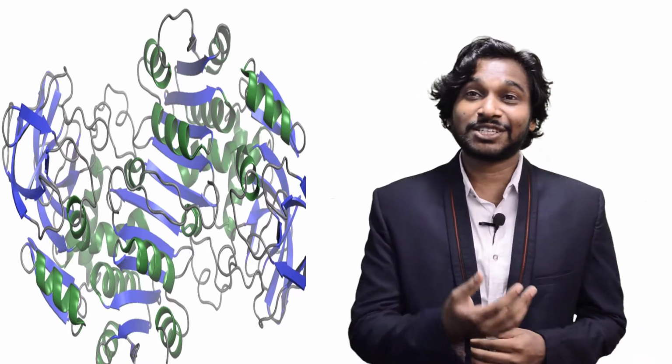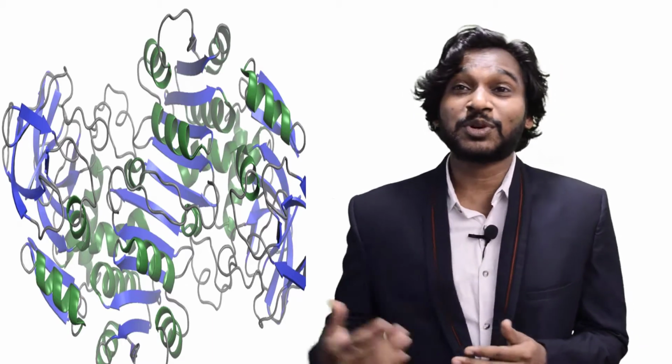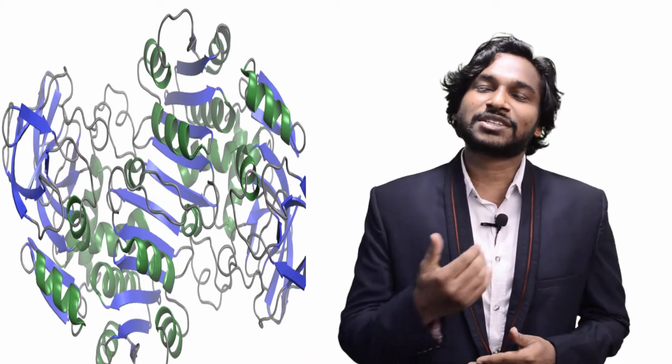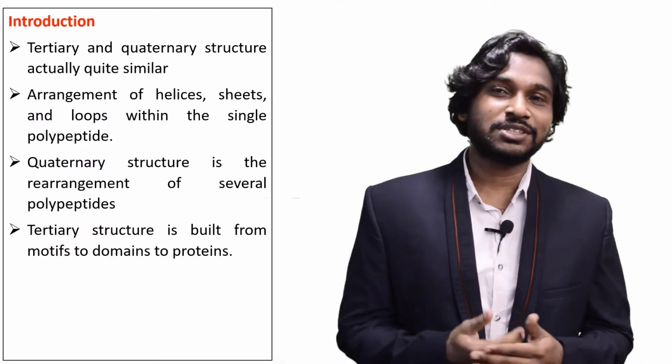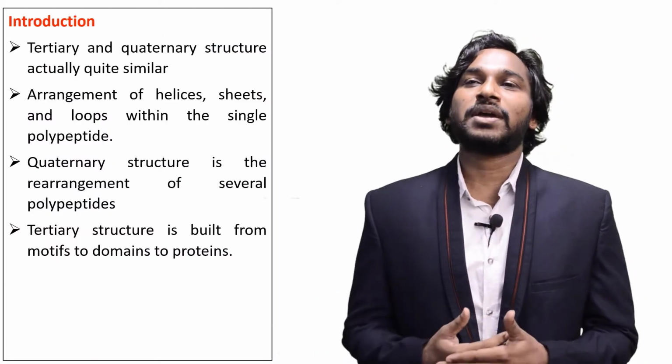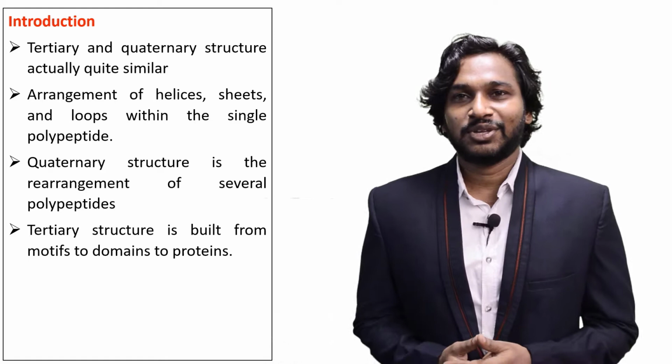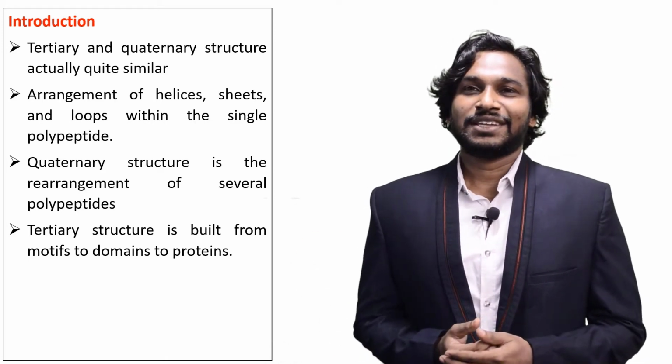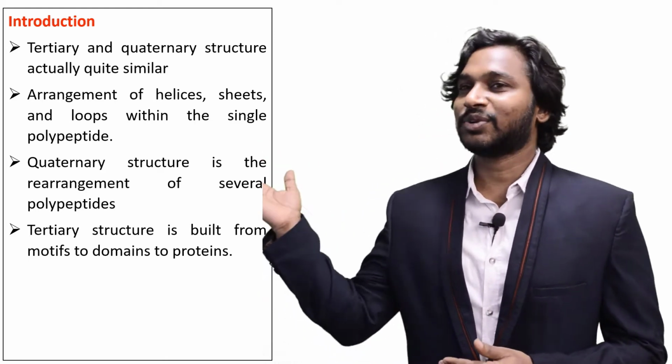The tertiary structure is built from motifs to domains to proteins. Motifs are structural units and domains are functional units. These together form a protein. You can see alcohol dehydrogenase as a cartoon representation with helices in green, sheets in blue, and loops in grey. The smallest grouping of secondary structure is called a motif.